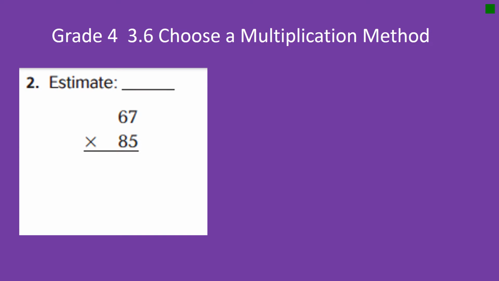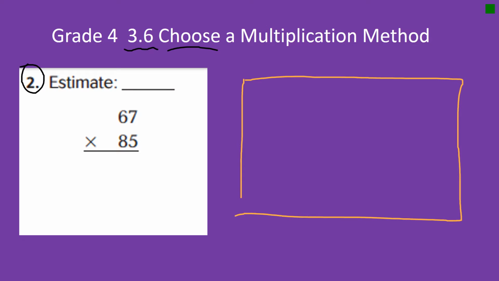Here we go. Chapter 3, Lesson 6, choose a multiplication method. So in this lesson, you get to think about the different ways you've multiplied and choose the one that works best for you. So I'm going to start number 2 on here with an estimate and then the actual answer, but I'm going to start with the area model. You might call it something different, but it's this one.